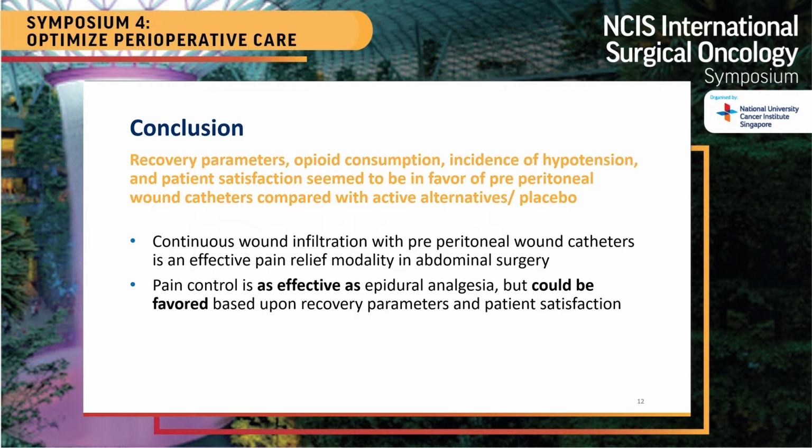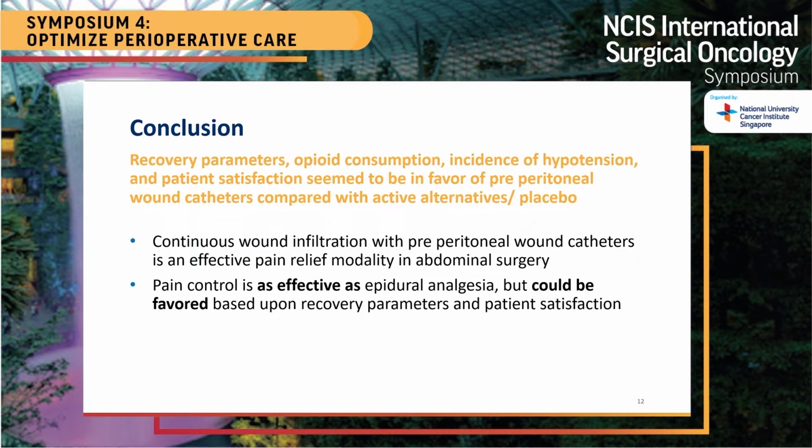So the authors made the conclusion then that recovery parameters, opioid consumption, incidence of hypotension, and patient satisfaction seem to be in favor of pre-peritoneal wound catheters compared to active placebos or active alternatives. So continuous wound infiltration with pre-peritoneal wound catheters is an effective pain relief modality in abdominal surgery, and the pain control is as effective as epidural analgesia but could be favored based upon recovery parameters and patient satisfaction.